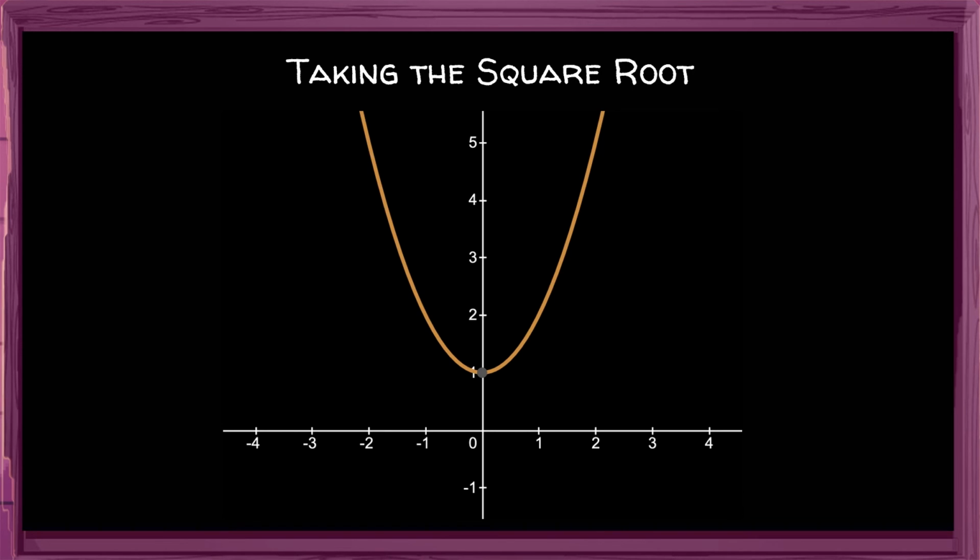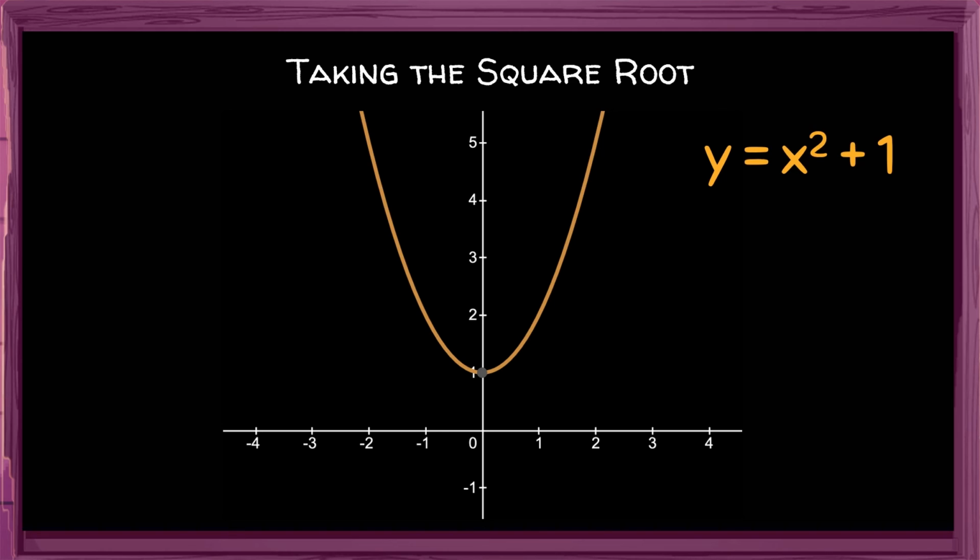Let's see for ourselves. The parabola shown here is our parent function, y equals x squared, after it has been shifted upward by 1 unit so that it doesn't touch the x-axis. Its equation is y equals x squared plus 1. And again, we can see that it has no x-intercept. So we expect that this equation will have no solution for y equals 0. The question is, why does it have no solution for y equals 0?